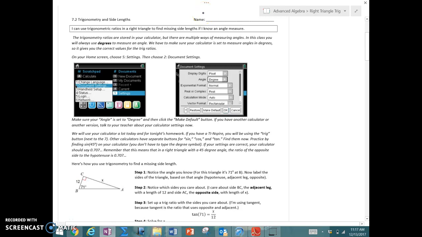Okay, so now we're going to look at section 7.2, which continues to talk about trigonometry. The objective is I can use trigonometric ratios in a right triangle to find missing side lengths if I know an angle measure. So it sounds similar to yesterday, or lesson 1. First, we're going to look at our calculator, though, because we're going to start using our graphing calculator. Scientifics will work as well on this, but if you're using a graphing calculator, you have to make sure your calculator is set to degrees.